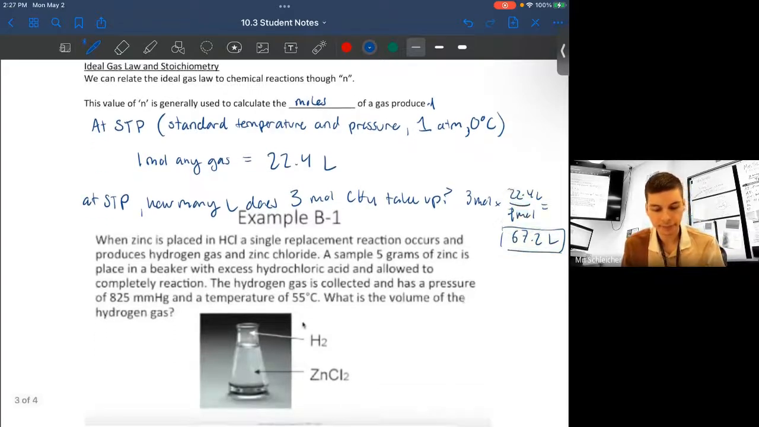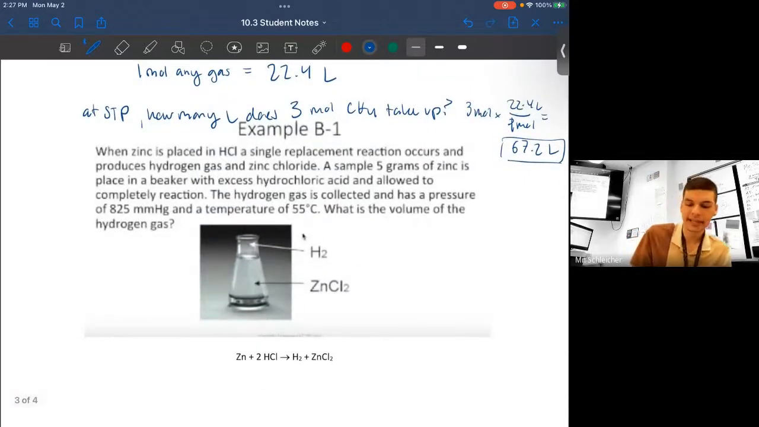Okay, last question. When zinc is placed in HCl, a single replacement reaction occurs and produces hydrogen gas and zinc chloride. And we do have this balanced chemical equation below that shows this. A sample of 5 grams of zinc is placed in a beaker with excess hydrochloric acid, the HCl, and allowed to completely react. The hydrogen gas is collected and has a pressure of 825 millimeters of mercury and a temperature of 55 degrees Celsius. What is the volume of the hydrogen gas? All right, so this is looking like a PV = nRT question to me.